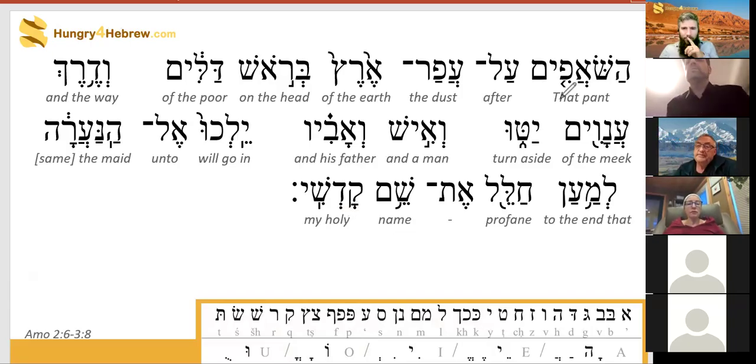Kodshi. Very good. All right. So now we're getting a couple more transgressions. Hashoafim al afar eretz berosh dalim. When I read this in the past, this nearly made me cry.